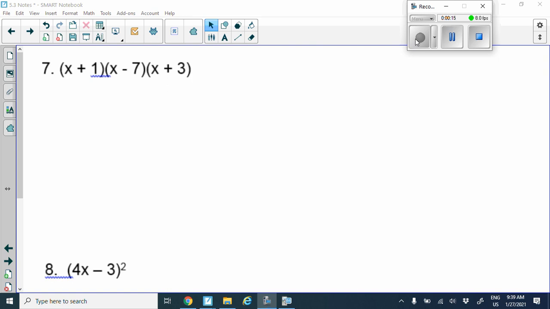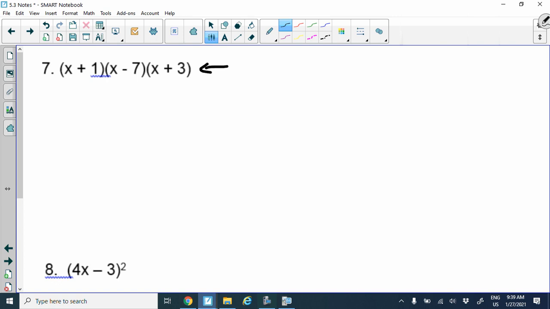Now, in the last few ones that we've been multiplying, we've only had 2 sets of parentheses. Here, we're going to have 3. Now, in order to multiply, we can actually only multiply 2 sets of parentheses at a time. And we definitely know we are going to multiply because notice there's no plus or minus in between the 3 sets of parentheses.